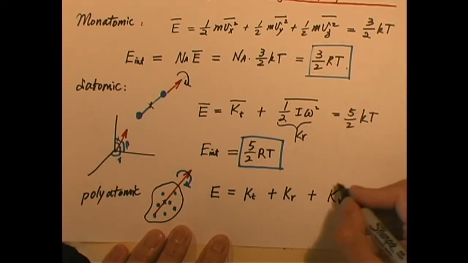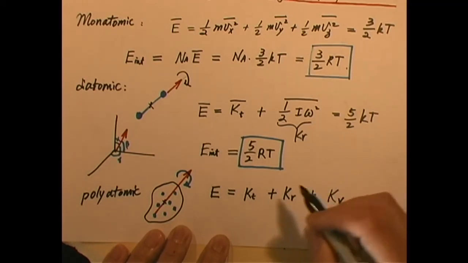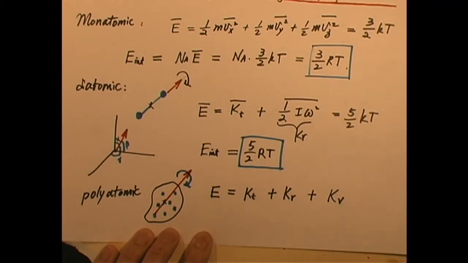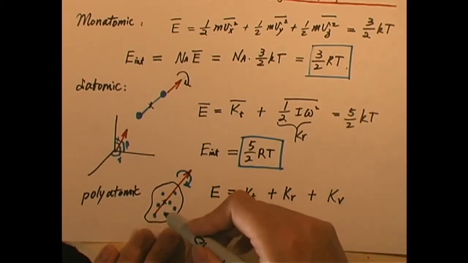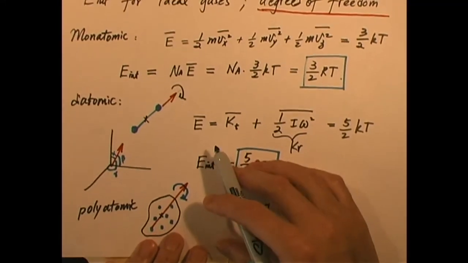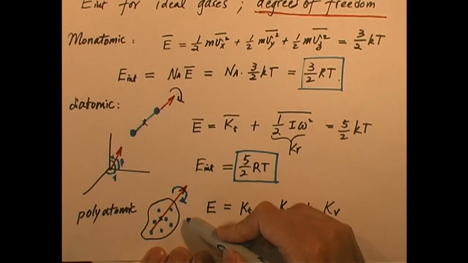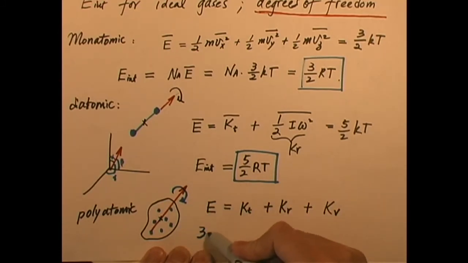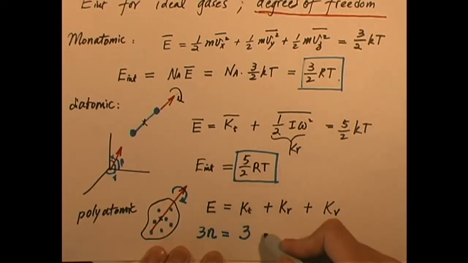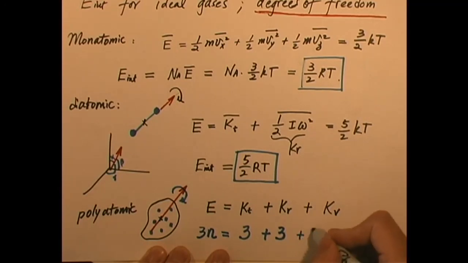How many degrees of freedom does the vibration have? Well, a whole lot. Remember, there are n atoms making up this molecule, and each atom, in principle, can move in 3 dimensions. So to describe n such 3-dimensional atoms, you need 3n degrees of freedom in general. And 3 of them become translational motion for the whole molecule. 3 of them become the rotational degrees of freedom. And how many do we have left? 3n minus 6. So how many vibrational degrees of freedom do we have? 3n minus 6.